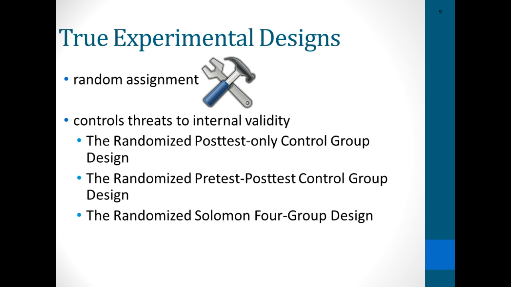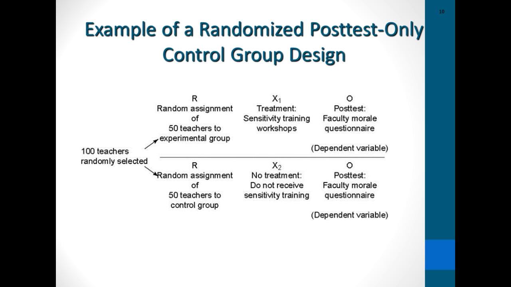So what you're going for when you design a research study, when possible, is what we call true experimental designs. The essential ingredient of a true experiment is random assignment, right? This is one of your most powerful tools to control some of those threats to internal validity. We've got three different kinds of true experimental designs: the randomized post-test only control group, the randomized pre-test post-test control group, and the randomized Solomon four-square group design. Let's take a look at examples of each of these.